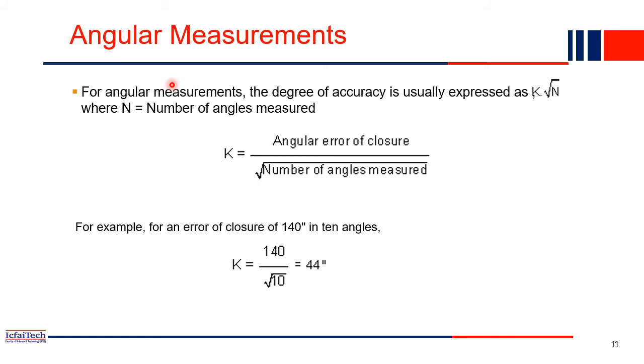Next we have the angular measurement. In surveying we do many angular measurements. Angular means we are measuring an angle. If this is true north and this is a point, how much it makes from the true north, maybe this is a 40-degree angle. This type of angular measurement we also do many times. For the angular measurement, the degree of accuracy is usually expressed as k root n, where n is the number of angles measured.